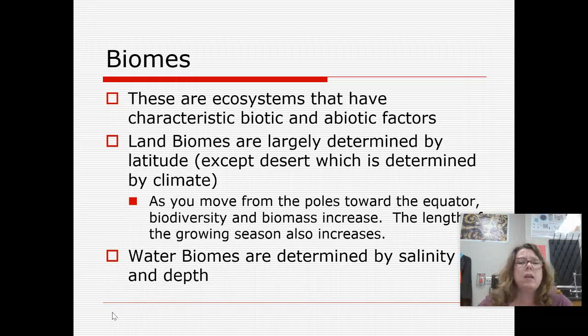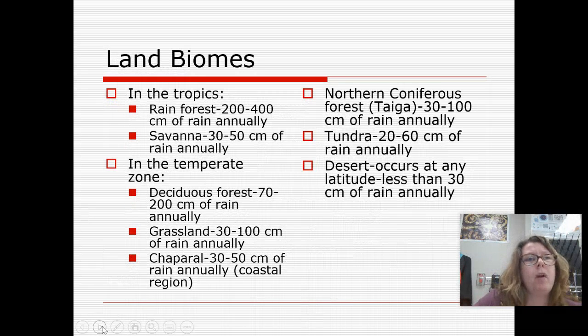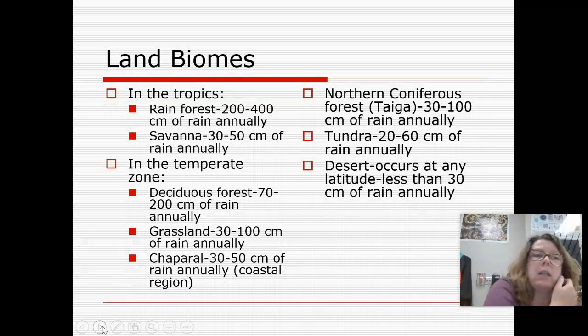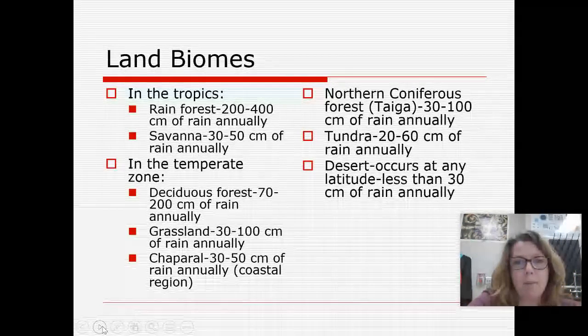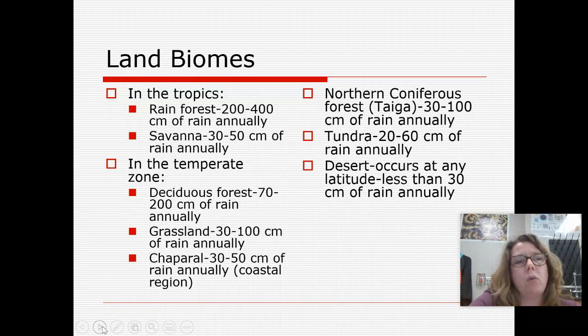And that means productivity year-round, which means the ability to support more life, right? Water biomes tend to be different. They're determined by salinity and depth. All right, so in the tropics, the land biomes are rainforest and savanna, okay? And these are just general ones. There might be some other groups that you might have heard of. In the temperate zones, you have the deciduous forest. That's our biome here in North Carolina.